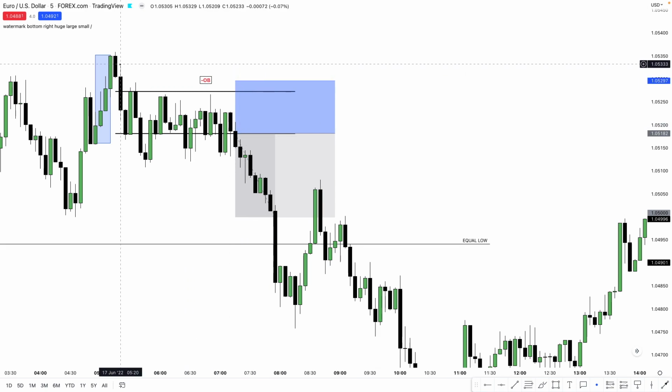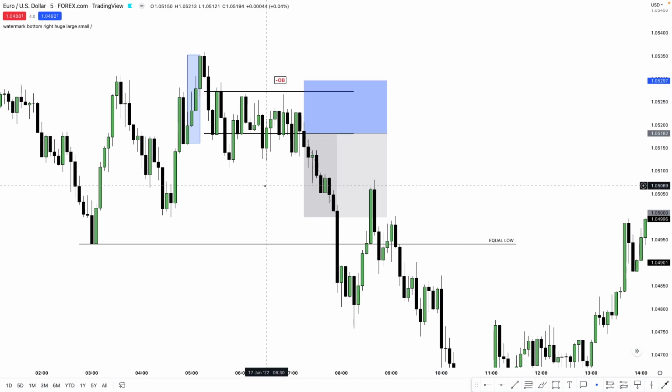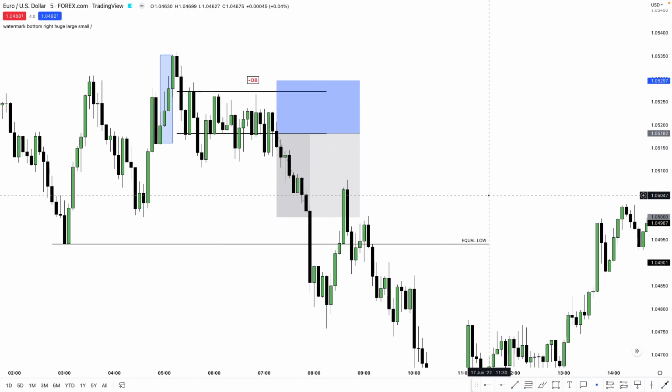Why? We already filled this imbalance. So where should price go next? Down. And if price was to run up to my stop, I have to live with that. That's why risk management is important. That's why I don't over leverage trades. That's why I don't put so much significance on one trade.